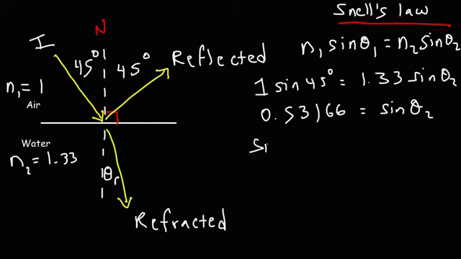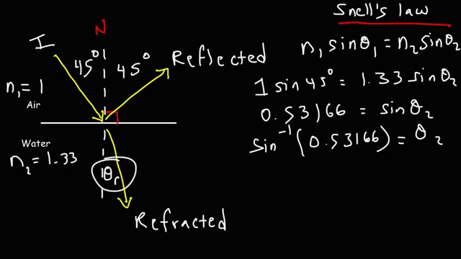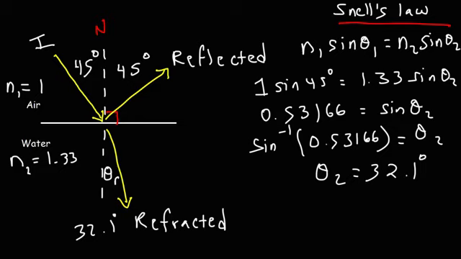Now, in order to calculate that angle, we need to use the arc sine or the inverse sine function. And that will give us theta 2, which is the angle of refraction. So if you type in arc sine 0.53166, it'll give you an angle of 32.1 degrees. So that is the angle of refraction.